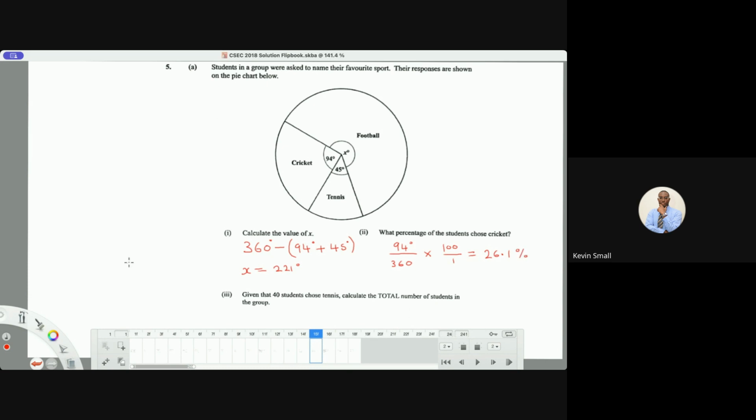Given that 40 students chose tennis, calculate the total number of students in the group. All right, so there are different ways of solving this. There's an easy way, and then there's a harder way, but up to you how you want to solve it, okay?